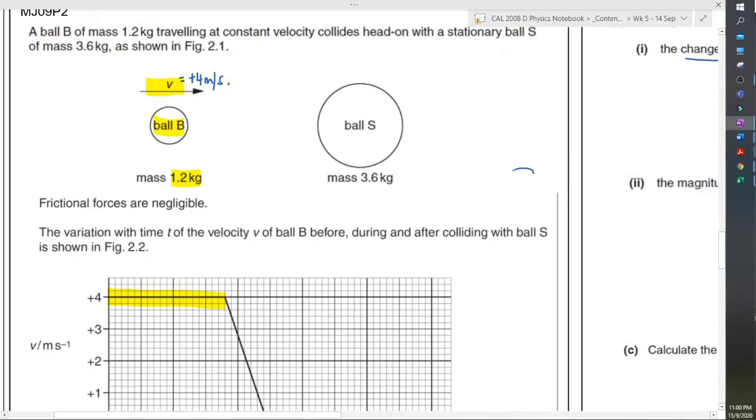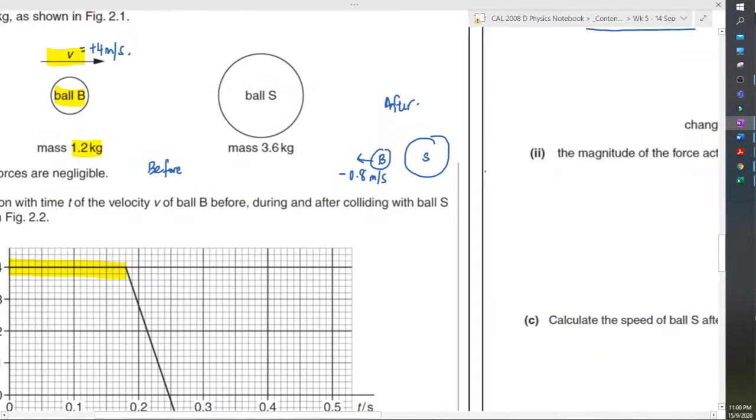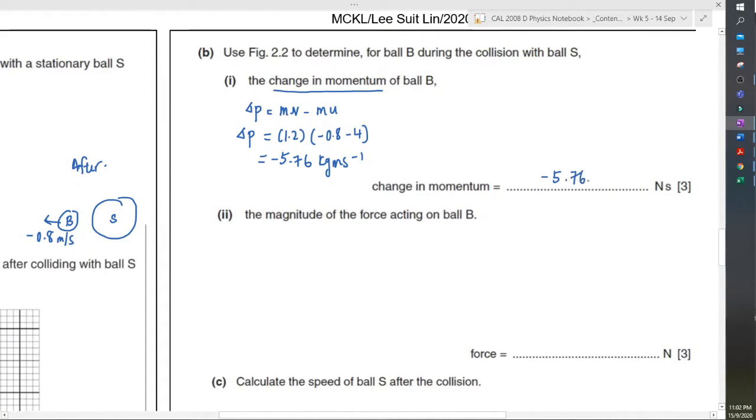The initial speed is positive 4. And the final speed, you can see ball B, this is before. After, ball B will go back in the opposite direction. If you look at the graph, it's negative 0.8 meter per second. So delta P is mv minus mu. The mass is 1.2 kg, V is negative 0.8, U is 4. Hence, you will have negative 5.76. The negative just shows that the momentum is switching towards the negative direction. All these are changes. I don't even want to use the word decrease for now. It's a directional sign.